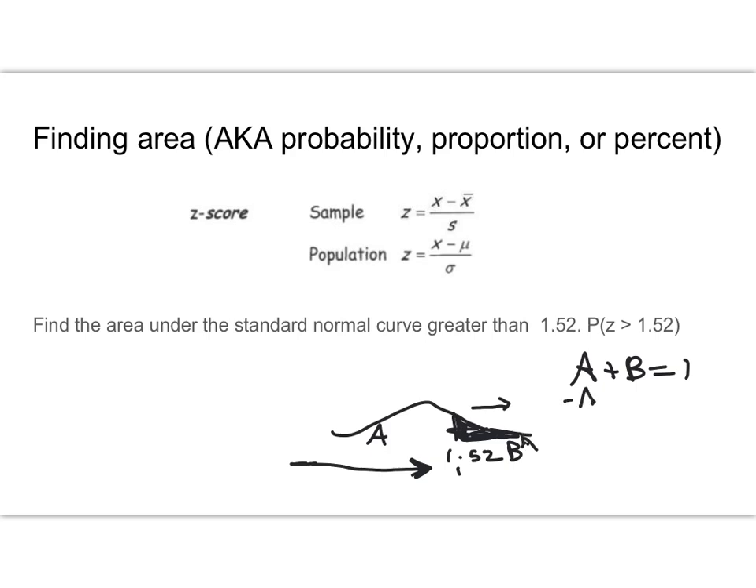And we're going to use algebra. If I subtract A from both sides, area A, then I'm left with area B. So we're going to actually fill in the values here. So I have 1 minus, and remember area A was 0.9357.